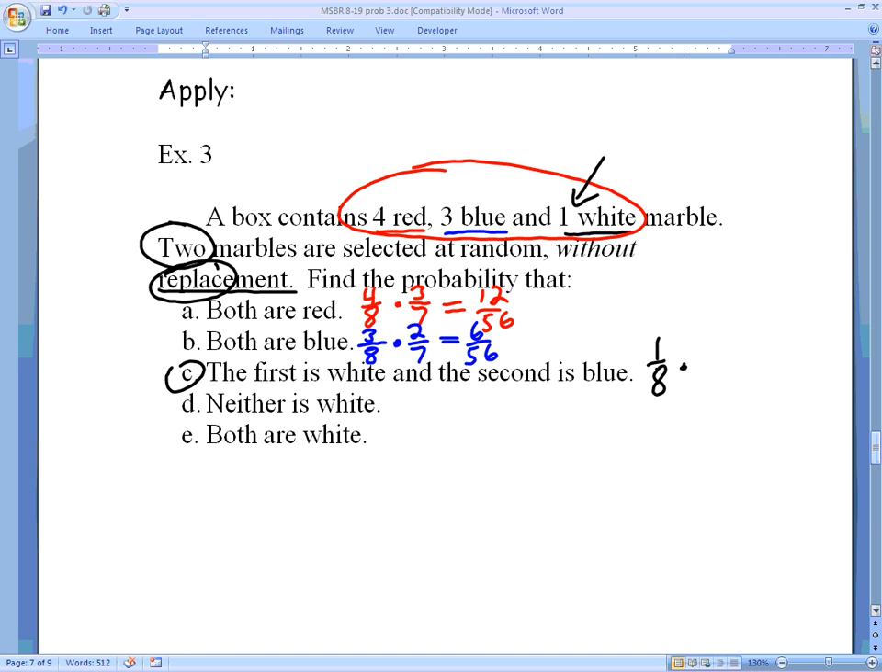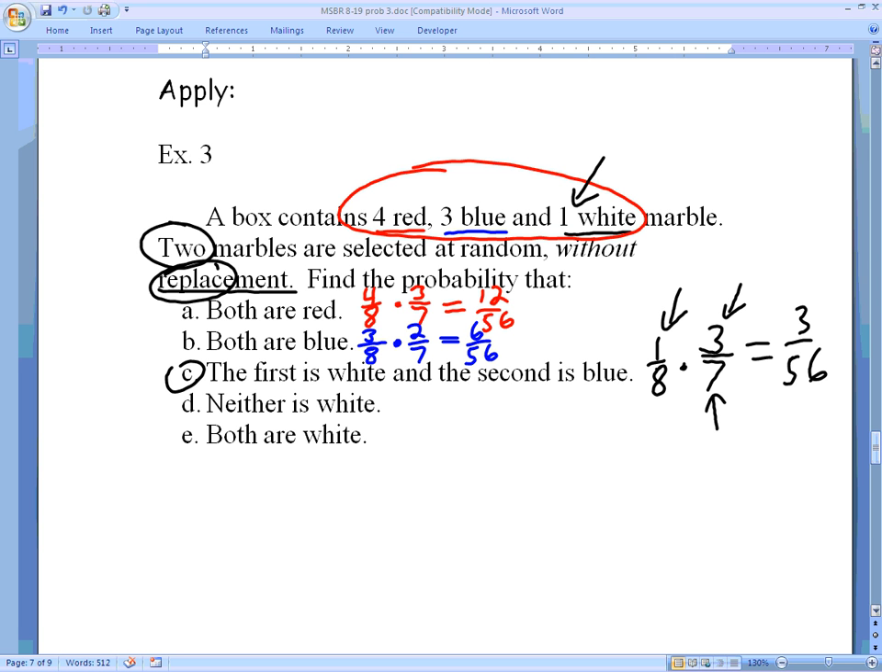And the second one is blue. Now remember, we took a white marble out, so there's only going to be 7 total. But we haven't taken any blues out yet, so we should still have all 3. Because remember, our first pick was a white one, so we should still have all of our blue ones left, all 3 of them. But our total has shifted down to 7. Now we multiply straight across. We have 3 over 56.